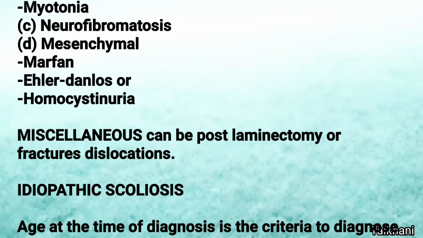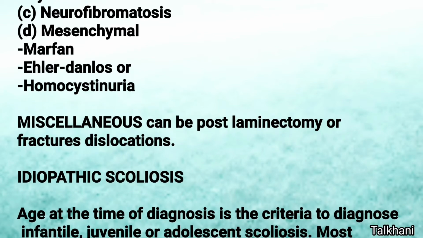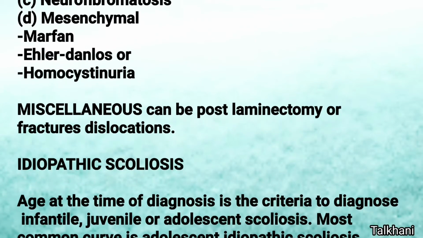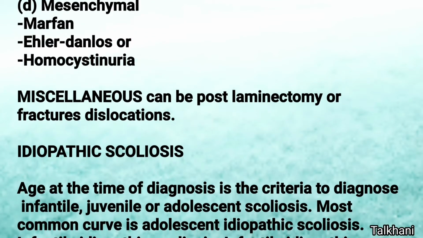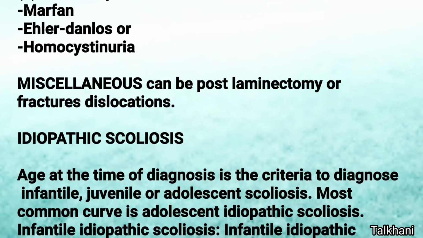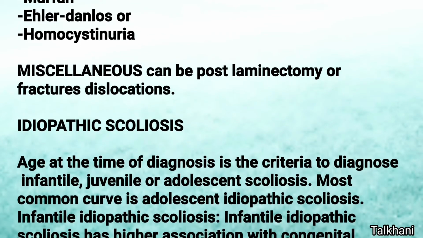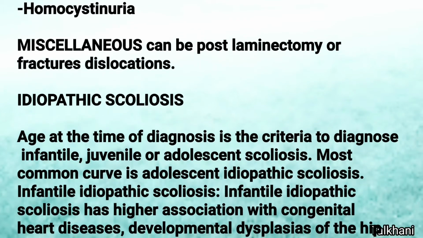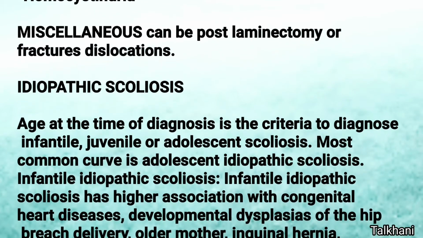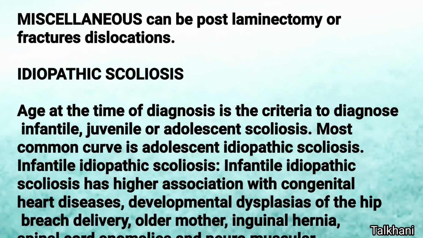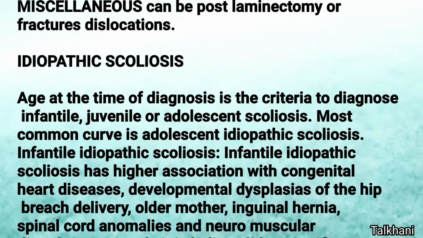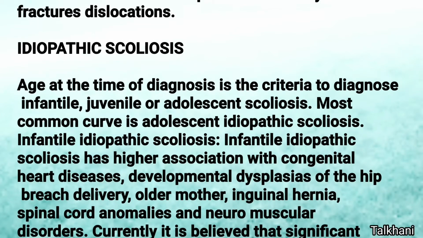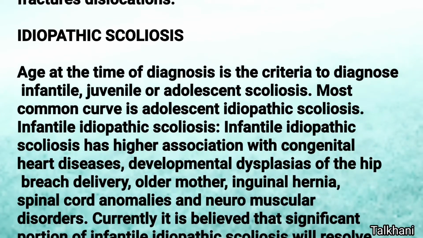Let's look into idiopathic scoliosis. Most common curve is adolescent idiopathic scoliosis. In infantile idiopathic scoliosis, it's important to rule out other conditions, especially spinal cord anomalies and neuromuscular disorders. Currently, it's believed that a significant portion of infantile idiopathic scoliosis will resolve and there is a decline in overall incidence of infantile curves.